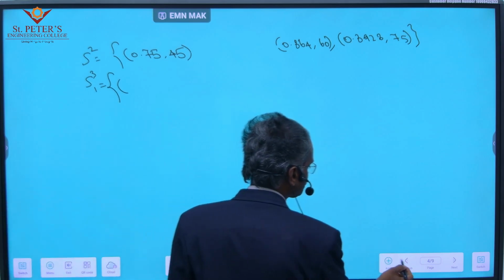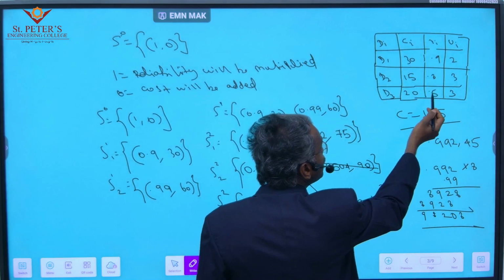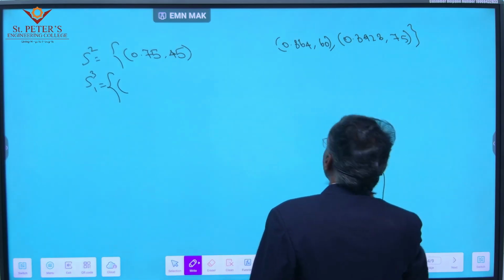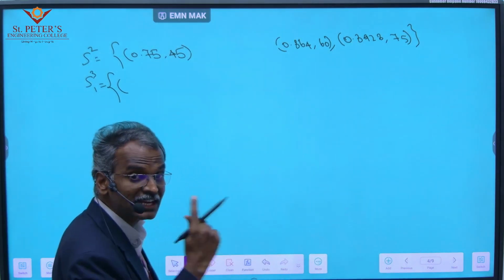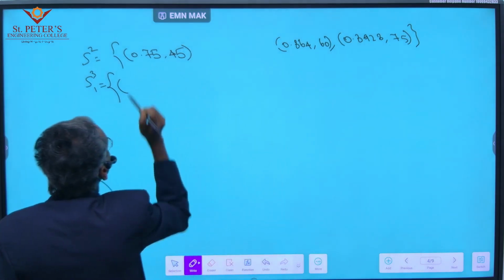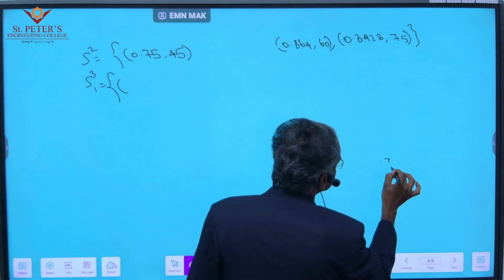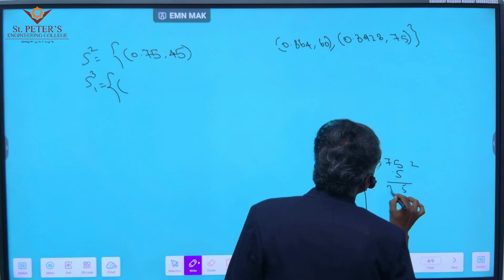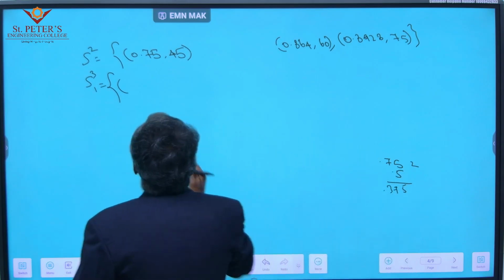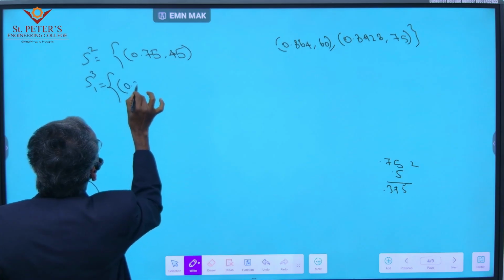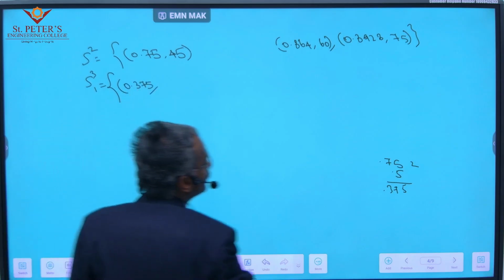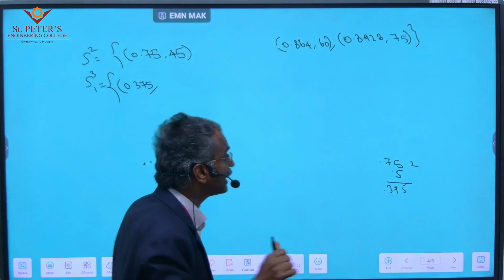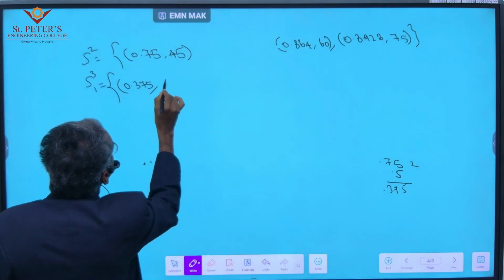What is the reliability of the third device? 0.5, 20 is the cost. So success rate. First let us calculate the first copy of the third device. So 0.5 into 0.75, 0.375. What is the cost? You know already. Cost is 20. Only one copy we are considering as of now. So 20 plus 45, 65.